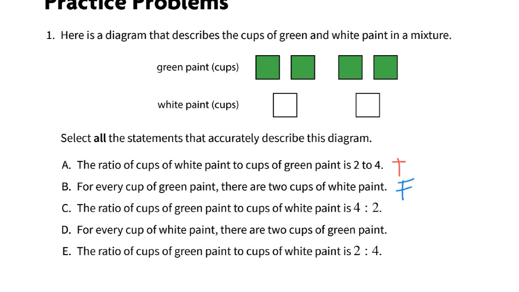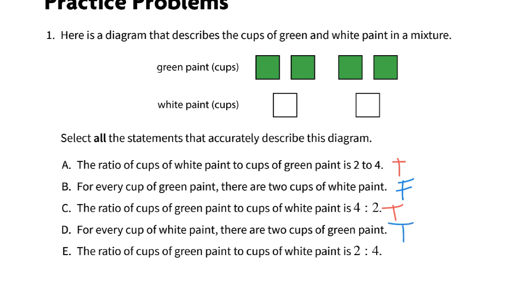All right. And then the ratio of green to white is 4 to 2. That is a true statement. And then for every cup of white, there are 2 cups of green. White, 2 green. So, yep, that happens to be a true statement.